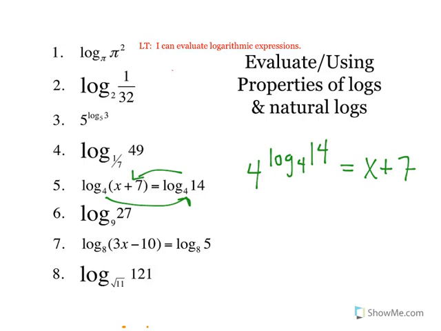Here's what I want you to see. 4 to the log base 4 of 14. When your exponent's base and then the log's base are the same, I can drop it, leaving me with this. So 14 equals x plus 7, and my answer is 7. So that's one way that you could solve this, again, by going around the world and getting your answer.